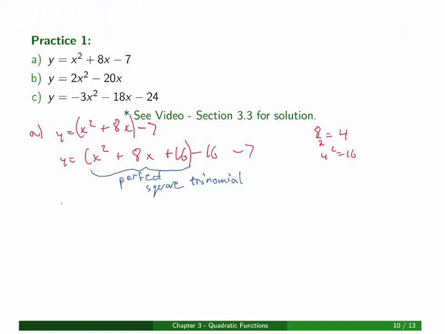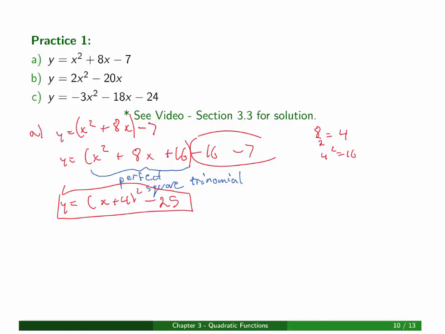Therefore, you can go right away into what it's going to come out to be. Both terms are positive, therefore it's going to be x plus 4 squared, right? You're taking the square root of 16. You simplify this, and that gives you negative 25. There it is. That is the answer.